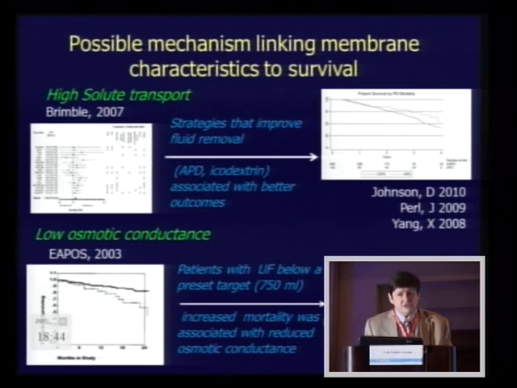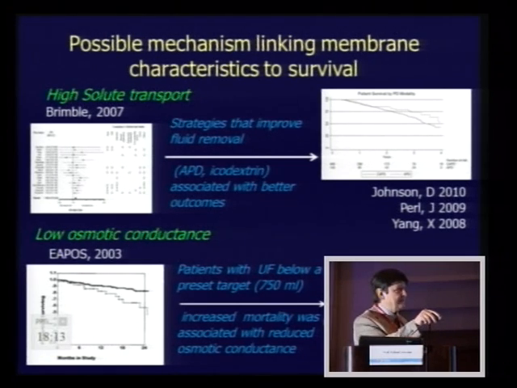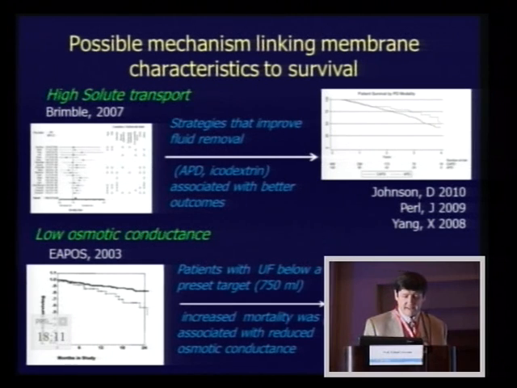But we now have solutions for that problem. We can treat them with APD, we can treat them with icodextrin, and using those two different tools, we can actually get rid of that excess mortality observed previously with high solute transport. So this was the meta-analysis showing high solute transport associated with worse outcomes, but if you look at high transport patients treated with APD, they actually get better outcomes. So this is a solvable problem now that we have the techniques and understand that better.